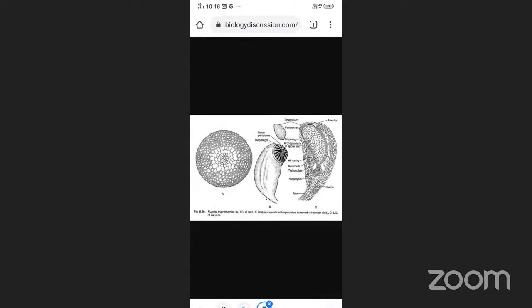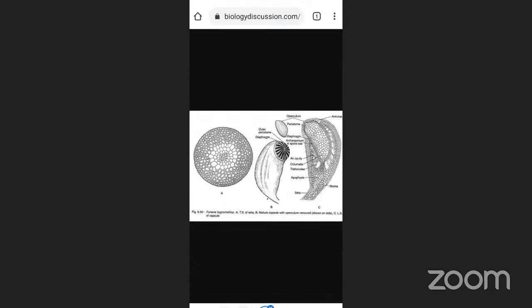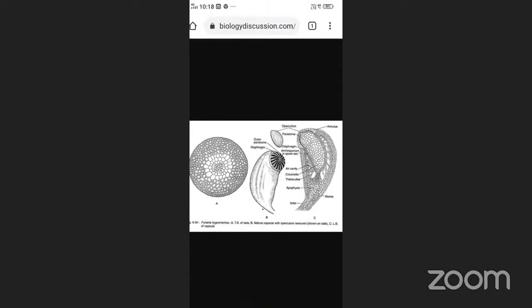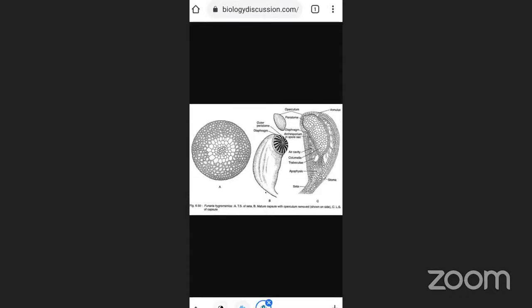So after the fertilization, they form the sporophyte.